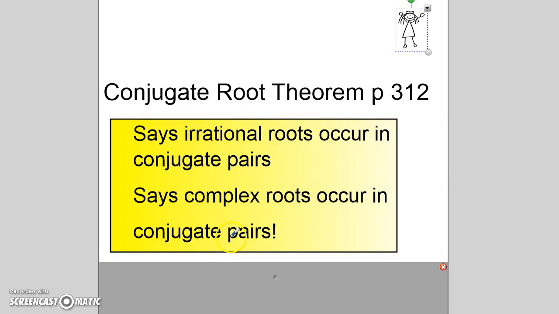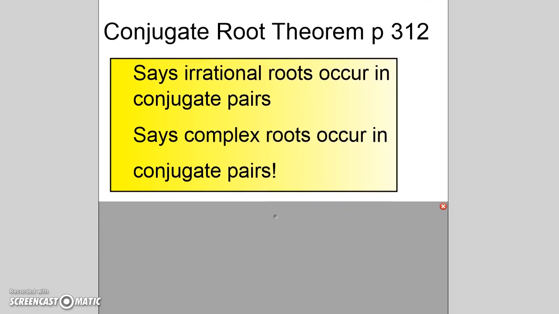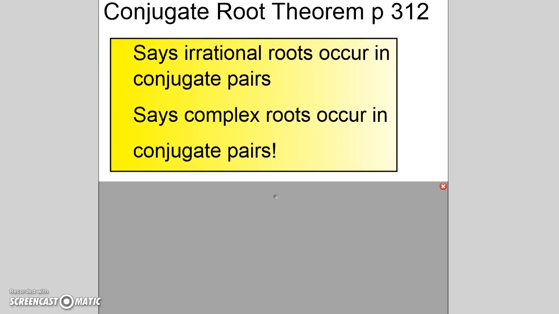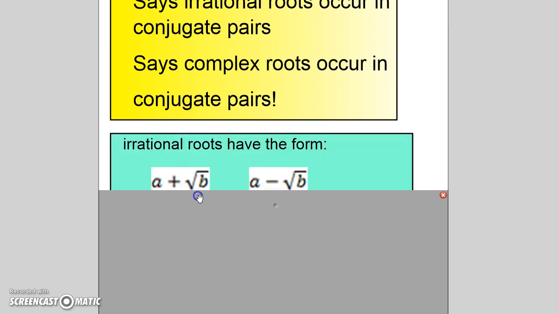Okay, the conjugate root theorem says this. In a nutshell, you could read the theorem in your textbook, but what it really says is this: irrational roots occur in conjugate pairs, and complex roots occur in conjugate pairs. So regardless of the root, if it's irrational or complex, it comes as a pair, like peanut butter and jelly, salt and pepper.